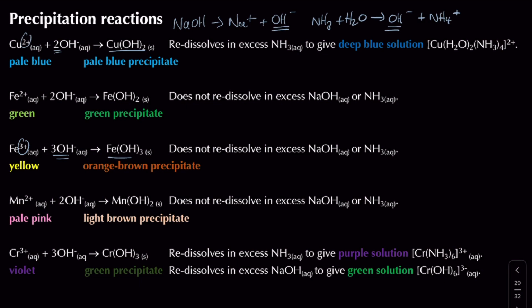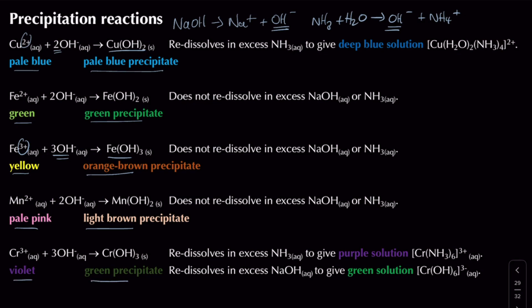Now if you were to look at all of these, the first one, we end up with a pale blue solution, and that forms a pale blue precipitate for copper. For Fe2+ it goes from green to a green precipitate. For Fe3+ it goes from yellow to an orange-brown precipitate. For Mn2+ it goes from pale pink to a light brown precipitate, and then Cr3+ goes from violet to a green precipitate itself.